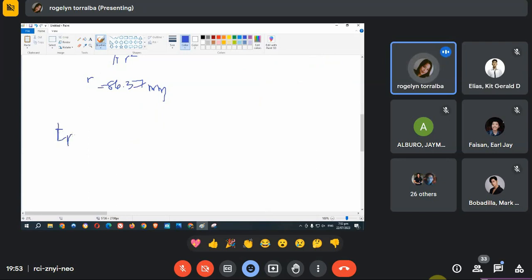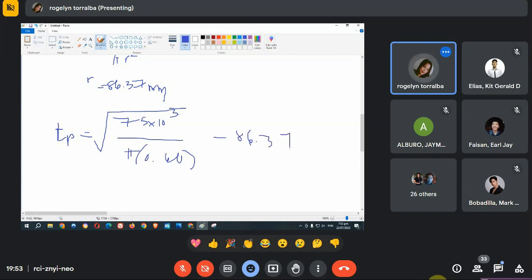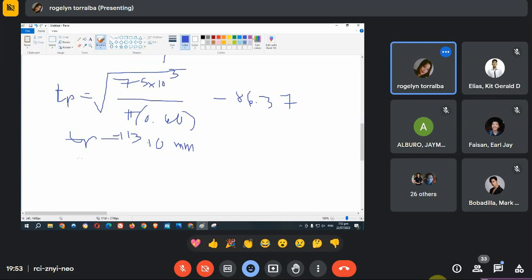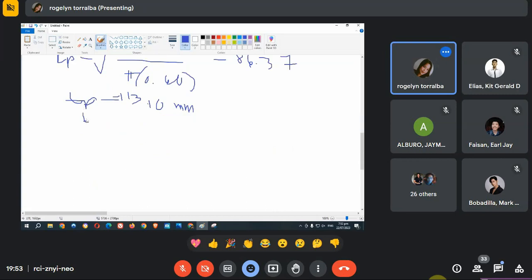So, going back, sa ato ang governing equation, na naman tayo simplified version atong TP, no? TP therefore is equal to, substitute na ako dito sa class ha, 75 times 10 to the power of 3 over pi, then 0.60 minus r, diba? Nga 86.37. So our thickness therefore is 113.10 mm. Unsa akong isulat ani? Unsa atong final answer? 120 ma'am. This is 120 mm. Diba? Correct.